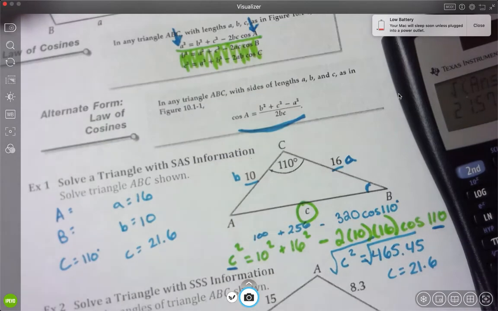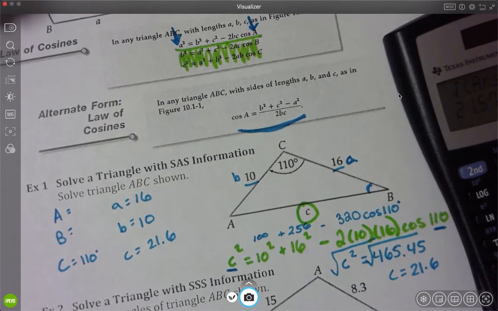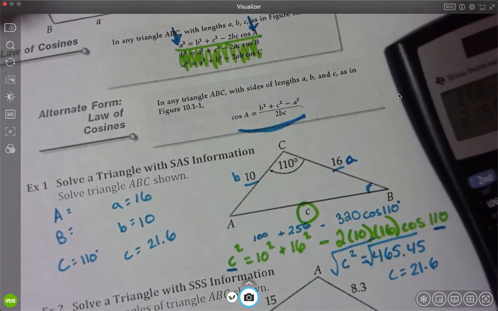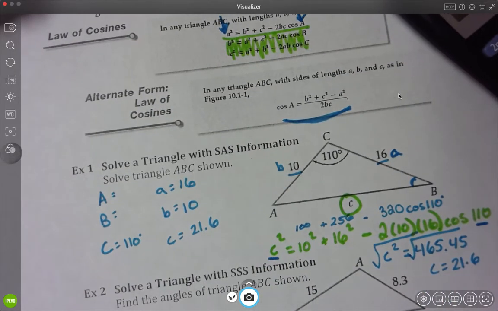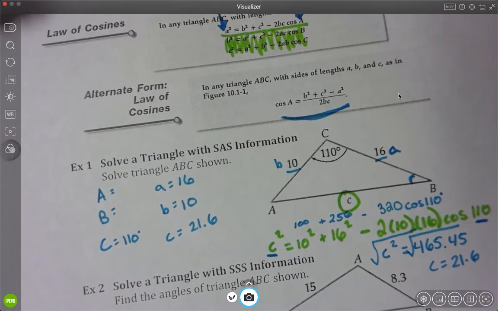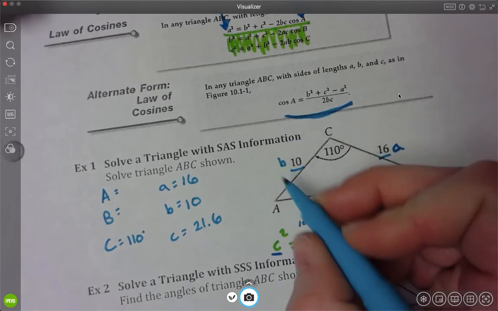Let's see how this is going to work. Here we go. Okay. So there's what C squared is, or C is. Now we have to solve for A and B, and it doesn't matter which one you solve for first. So let's just go ahead and do A first.